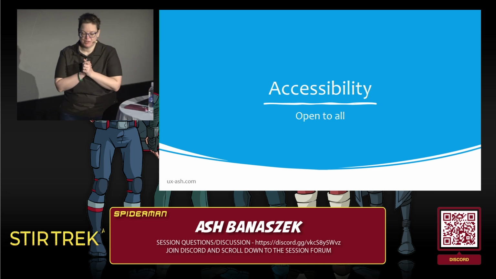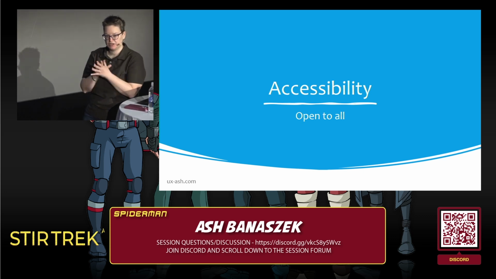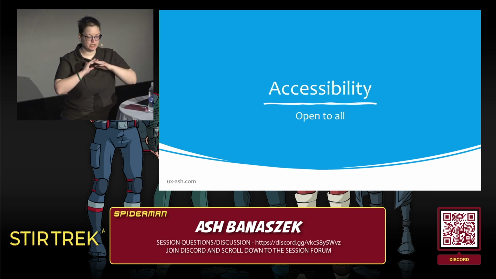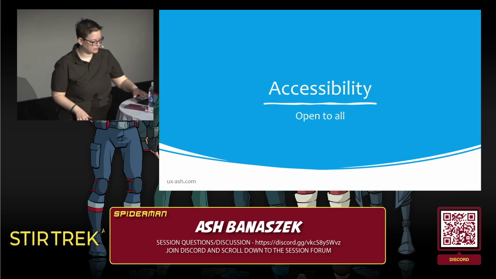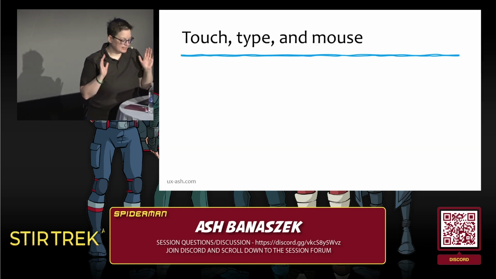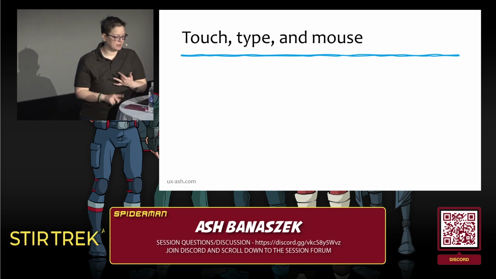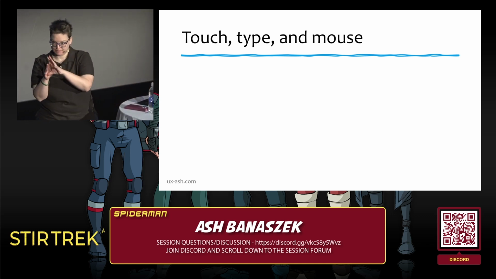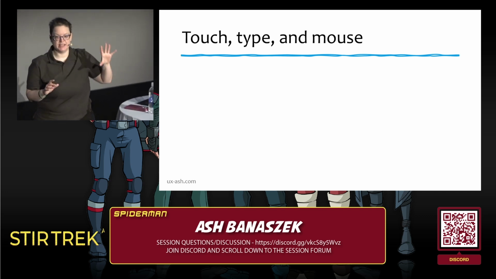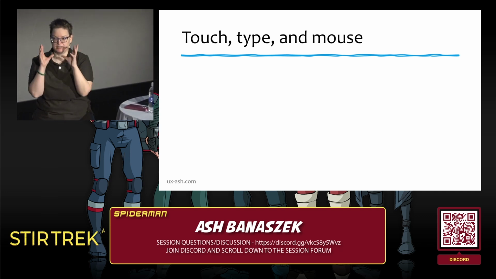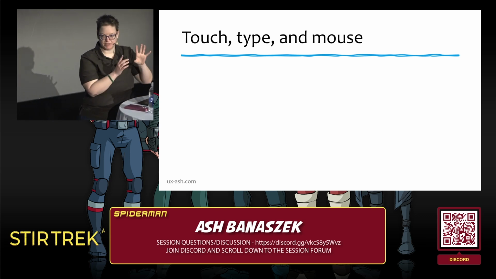All right, so now that we're all consistent, let's talk about accessibility. Now, I'm gonna very briefly go over accessibility. It's not the heart of this talk, but essentially, when we're looking at accessibility in UI design, we're talking about touch, type, and mouse. Now, I am not talking about anything that doesn't have to do with the eye, because we're talking specifically about visual design today. However, accessibility is all-encompassing.